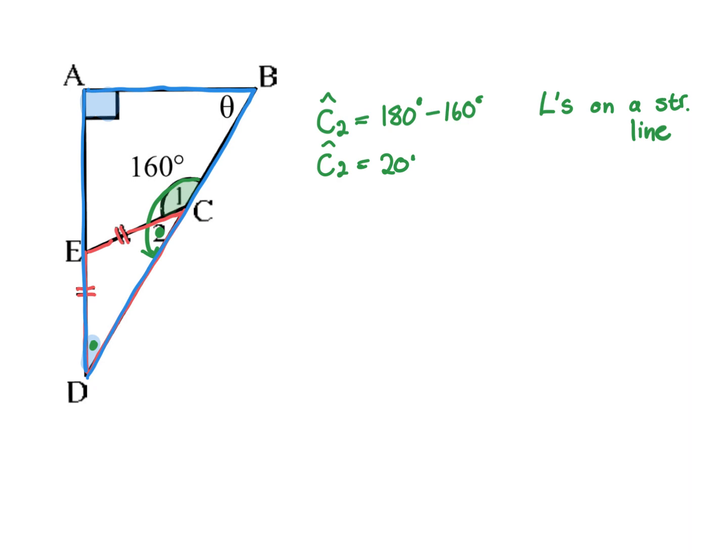Now that I have C2, I can say that angle D is the same. Do you still remember the reason for this? It's because of an isosceles triangle, but we don't write down isosceles, we write down the angles. The equal angles are opposite the equal sides. So we say angles opposite equal sides.